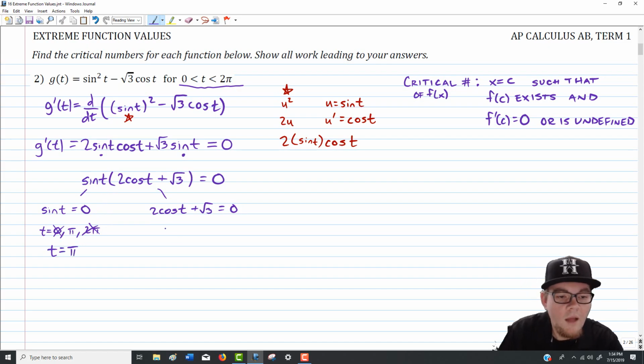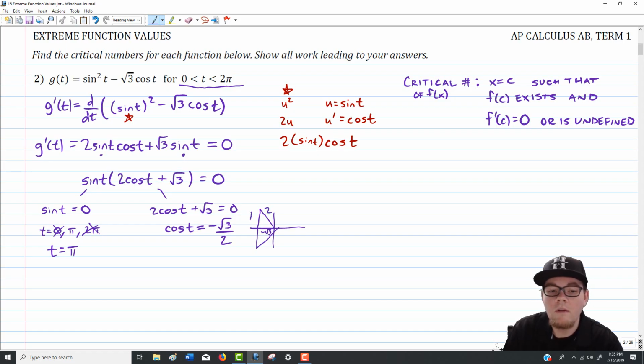On the other hand, the second one will give us our t values, our critical values, when cosine of t equals negative root 3 over 2. And if we draw a quick little picture here to think about it, cosine is negative in quadrants 2 and 3. We're looking for cosine, the adjacent, to be negative root 3 over 2. That means we're opposite of 1 with our reference angle. That means this is a 30 degree or pi over 6 reference angle. And in quadrants 2 and 3, the relevant radians are 5 pi over 6 and 7 pi over 6.